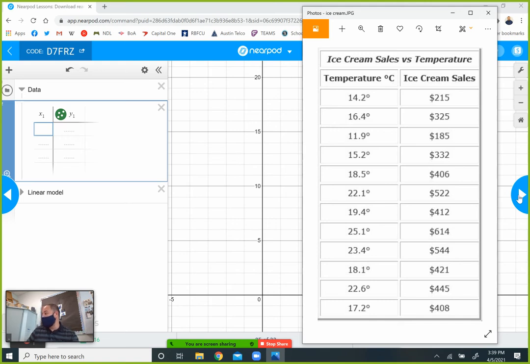Does anybody at home need more time? Oh, I see a question. Which R value? Always use the regular R value, not the R squared value. Always use the regular R by itself, not the R squared.